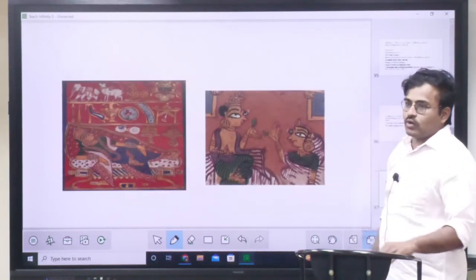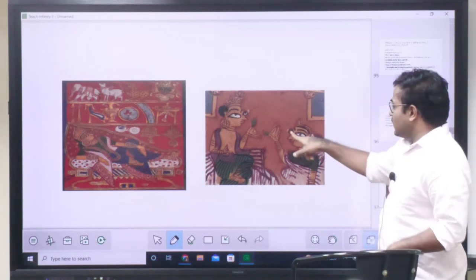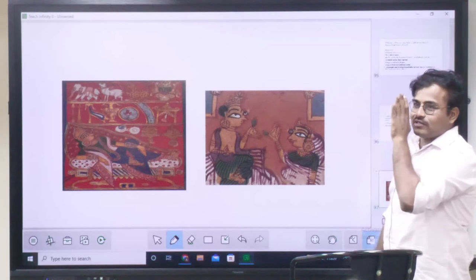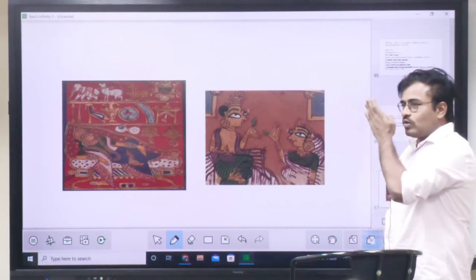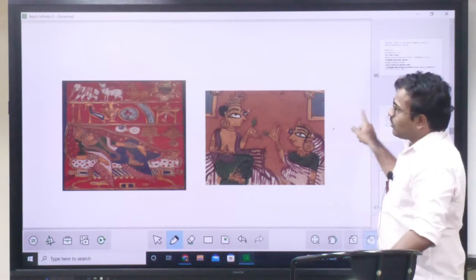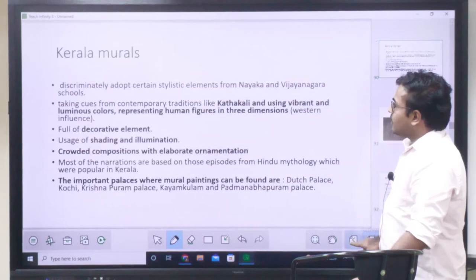This is how the flying eye will look. Okay, this is the flying eye. Are you able to see it? So it's very odd, right? It doesn't look good. But they can't show depth, so that's the reason why they projected the eye outside. Projection of the eye outside is the typical one, and this kind of image is present in the Vijayanagara period too.